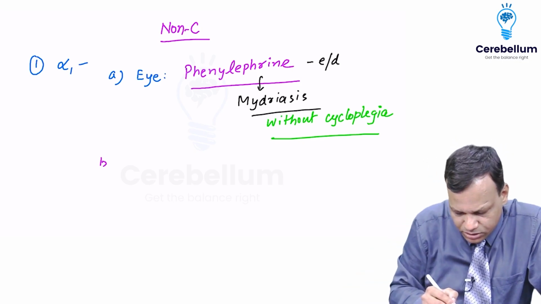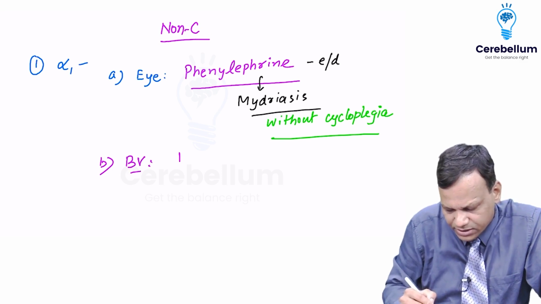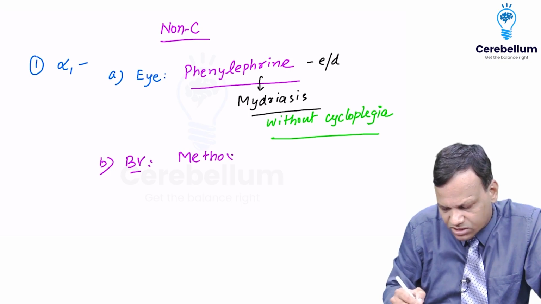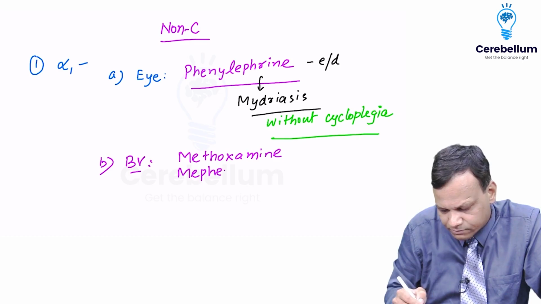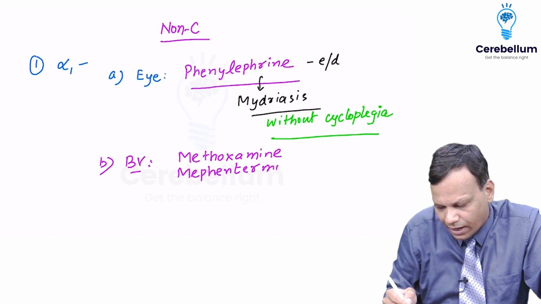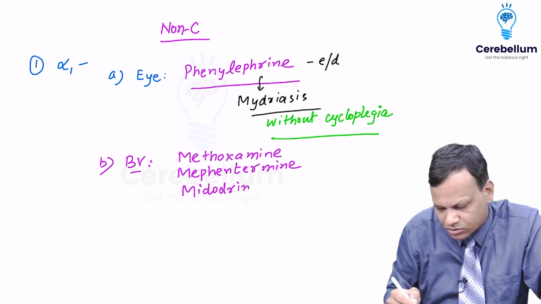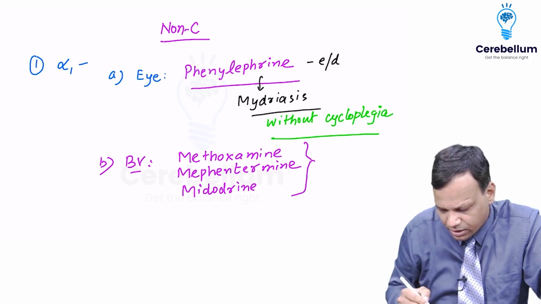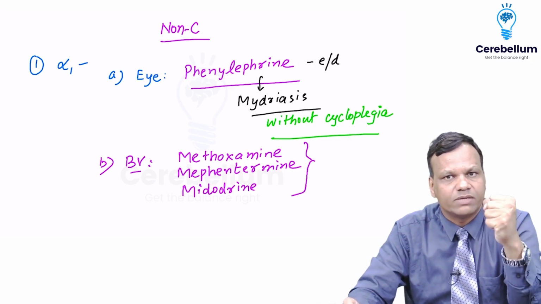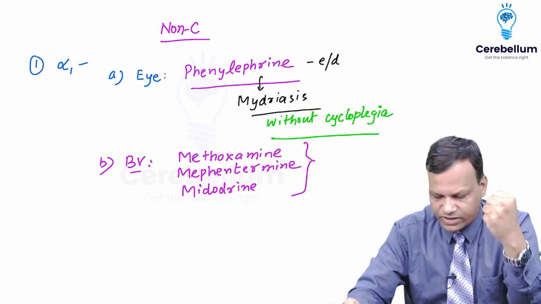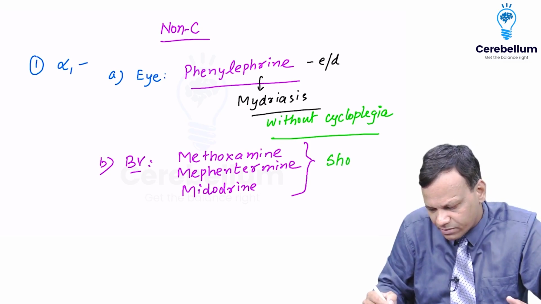Then we have drugs for action on the blood vessels, like methoxamine, mephentermine, and midodrine. So these are the drugs given for the action on the blood vessels. So what will they do? Alpha 1 in the blood vessel causes vasoconstriction. So they will cause vasoconstriction and the BP increases. So where will we use them? We will use them in treatment of shock.